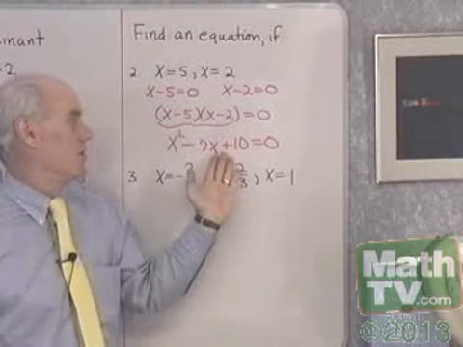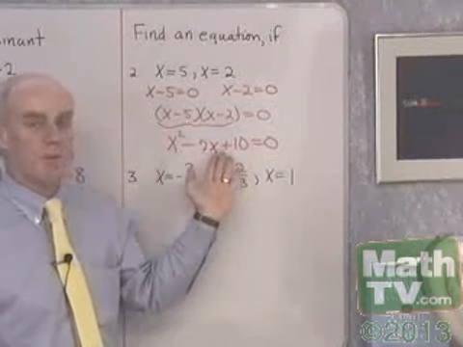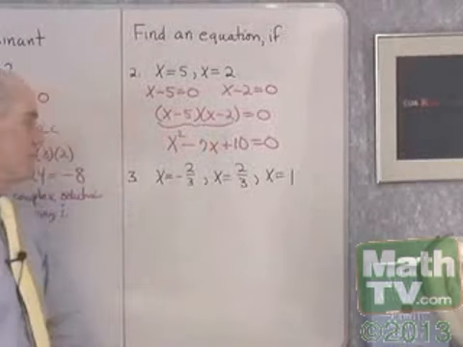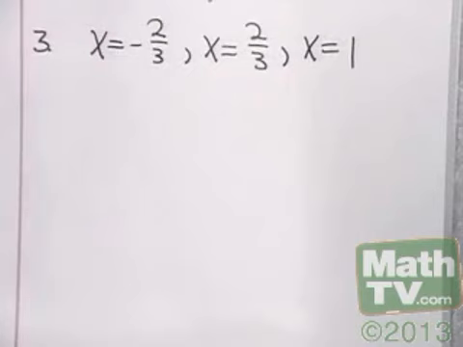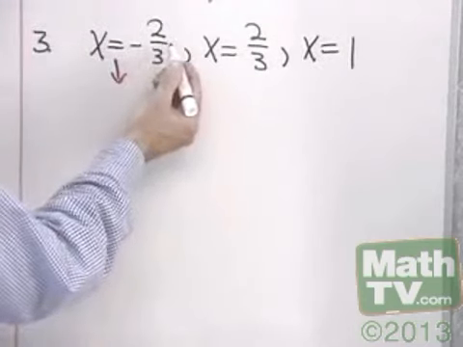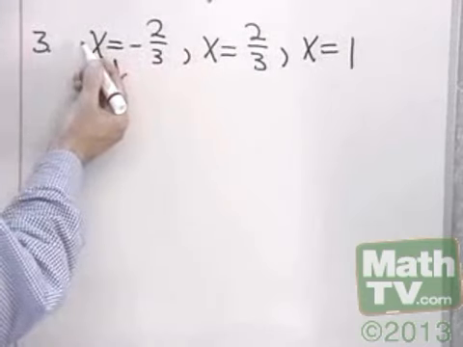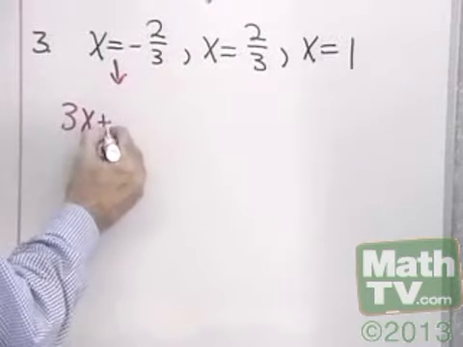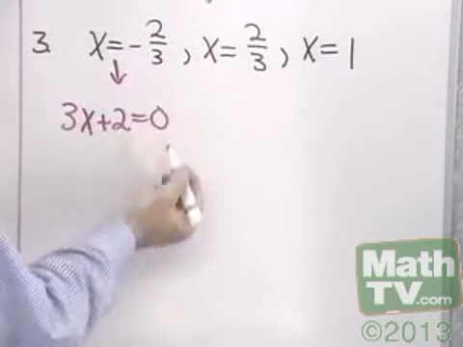So here's one equation, though, probably the simplest form equation that we can find that has these two numbers as solutions. Here's another problem. x equals negative 2/3, x equals 2/3, x equals 1. Well, if x is equal to negative 2/3, I'm going to multiply both sides by 3, and then I'm going to add 2 to both sides. So this means that 3x plus 2 is equal to 0.